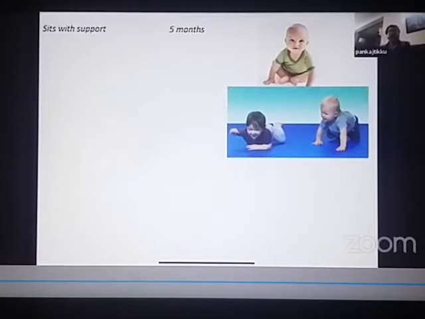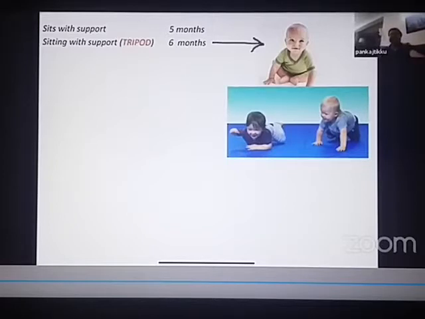Next, when does the child start sitting with support? We are doing the gross motor milestones only. We are still in the gross motor milestones category. When does the child sit with support? It is 5 months. But when does he sit in a tripod position? This is a tripod position. You can see the child has his hands forward and is sitting in a tripod position. Although the tripod position is also like sitting with support, the answer will be slightly different for your exams. So when does a child sit with support? 5 months. But when does a child sit in a tripod position? It is 6 months.